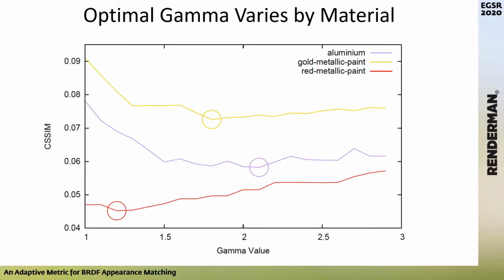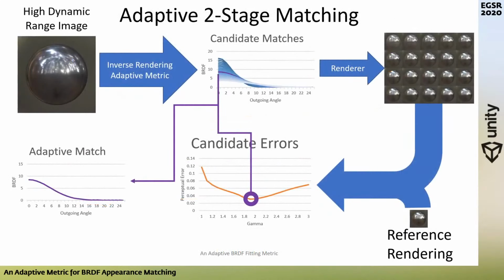We find that optimal gamma varies by material. Therefore, you cannot simply use a single metric for all materials. We have shown that our adaptive two-stage algorithm can outperform L2 and come close to the quality of full-resolution CSSIM, but the astute observer may observe that we have only made things slower. Now, instead of one long inverse rendering procedure, we need to do many, one for each gamma we want to test. And because we find considerable variation in the optimal gammas for different materials, our two-stage approach is not looking like a very good plan.